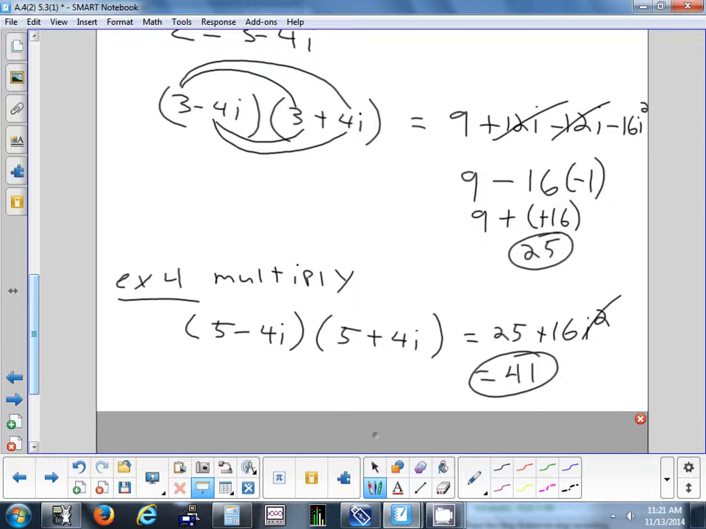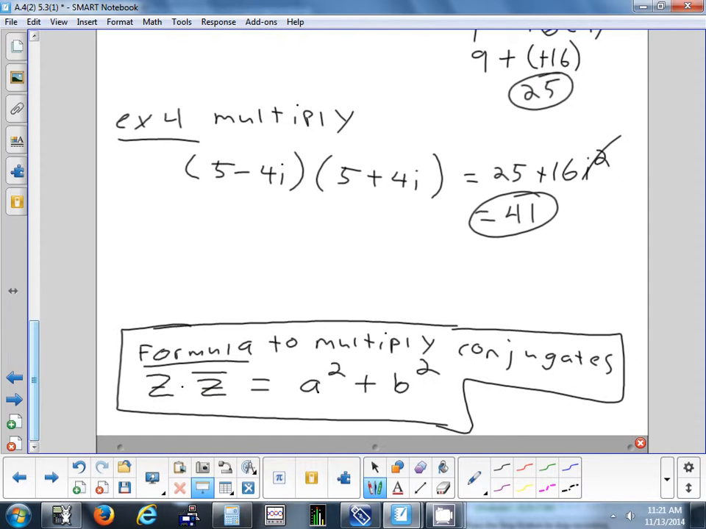Okay, so all you really have to do is take the first number, square it, take the second number, just the number, not the i with it, the 4, square it, 25, 16, and add them up. That trick always works for conjugates. If they're not conjugates, it doesn't work. Okay, so here's the shortcut. If you had to do that times that, take a and square it. Take b and square it. Add them up, and that's your answer.